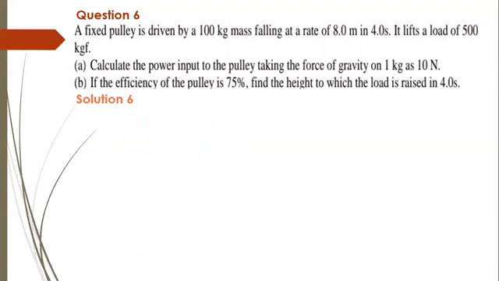Question number 6. A fixed pulley is driven by 100 kg mass falling at a rate of 8 meter in 4 seconds. That means the fixed pulley is driven by a mass. Driven by a mass, some force is pulling the pulley in the downward direction. Fixed pulley we are talking of. Now in this case, what is the rate at which the effort is coming down? It is 8 meter in 4 seconds. And how much load is it lifting up? The load it is lifting up is 500 kg.